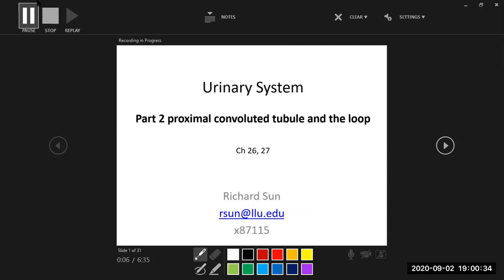So this one is about the part 2 urinary system. In part 1, we described the entrance of this hiking trail. That's the glomerulus, the glomerular capillary, and the Bowman's capsule. So in the entrance, everybody in, right? Except those large stuff. So small stuffs, everybody in.